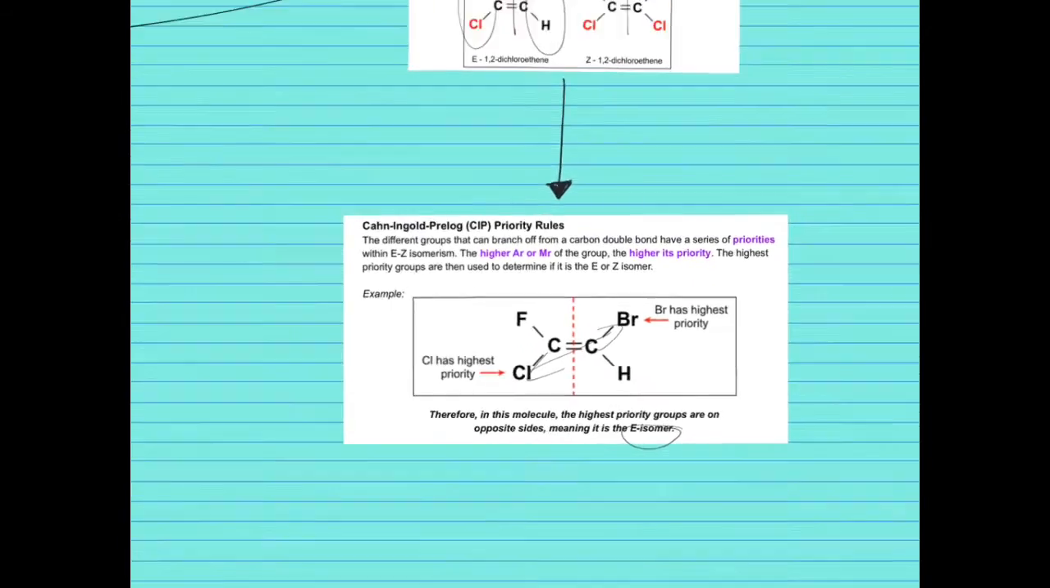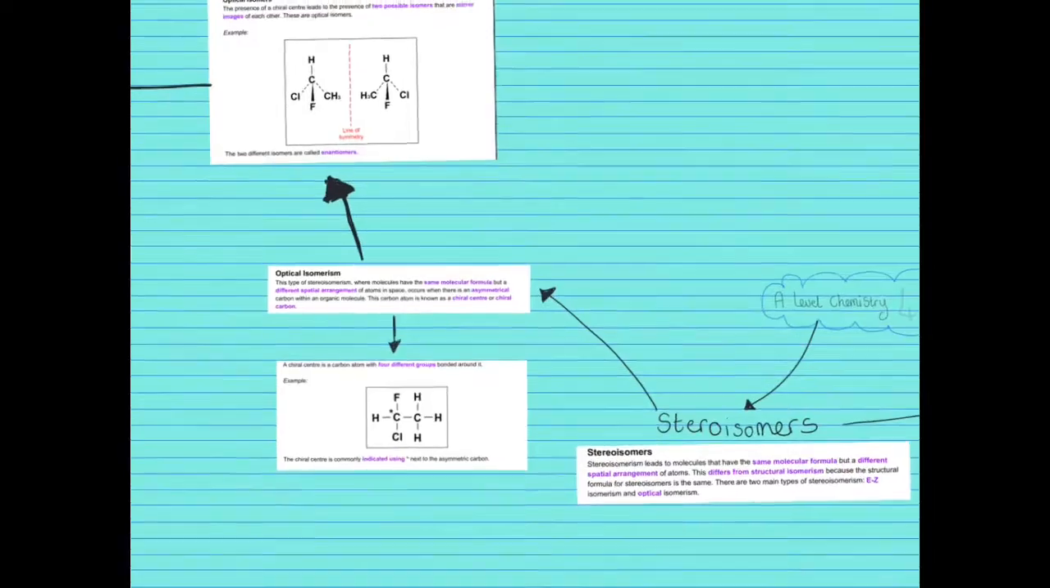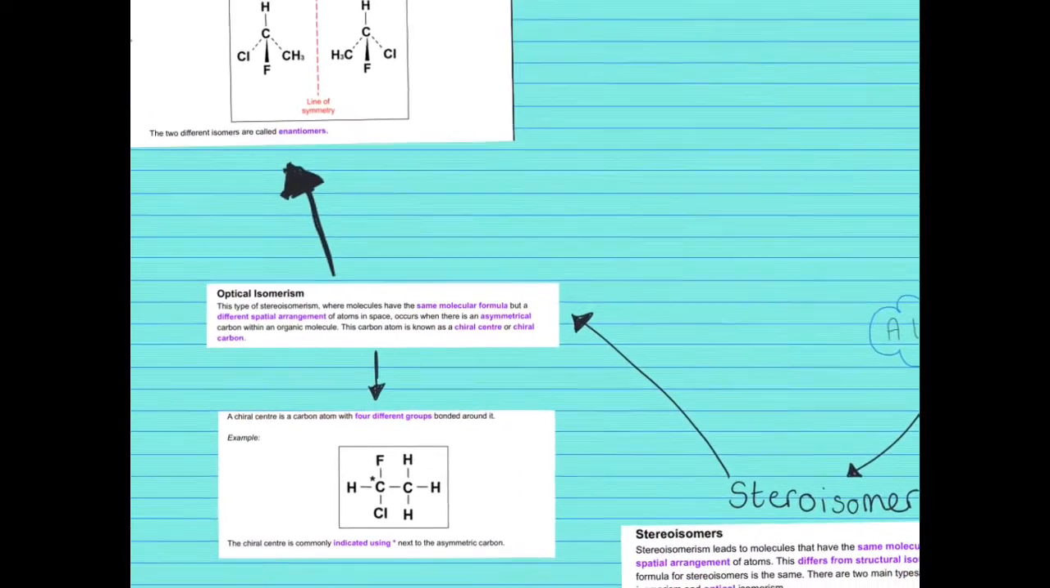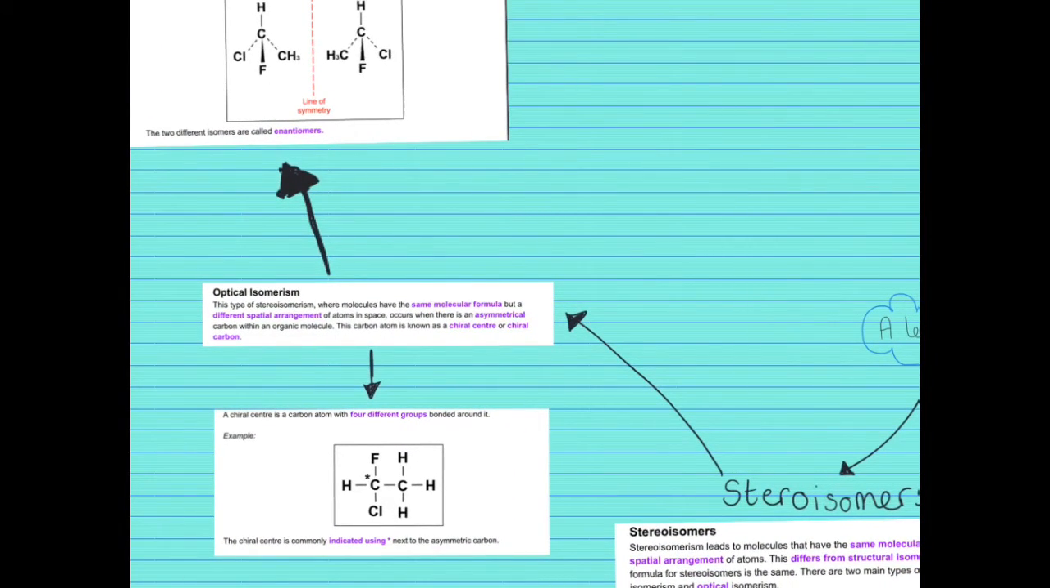So then we moved on to something called optical isomers. They're still stereoisomers, same molecular formula, different spatial arrangement. However, there is an asymmetrical carbon, a carbon which has 4 different groups attached to it. We identify it as a chiral center, normally using an asterisk. So how do you make an optical isomer? It has to be a carbon that has 4 different things attached to it.